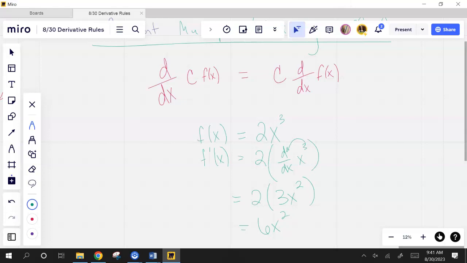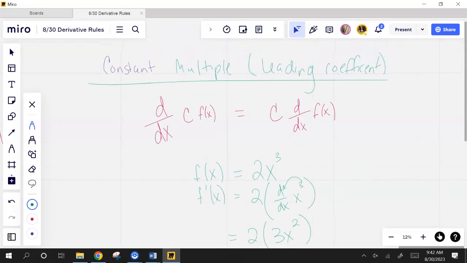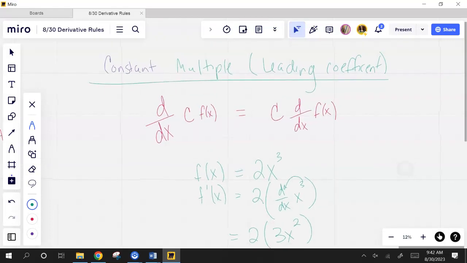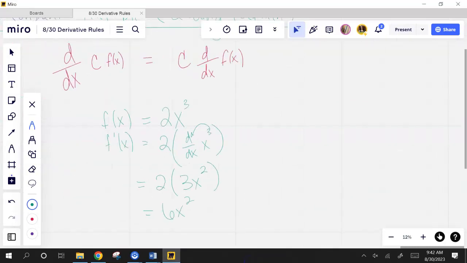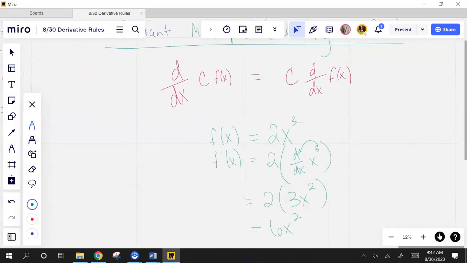There are a total of 7 rules. They're easy. Actually, I don't do negative. I only do 6 of them. What number am I on? Tell me when you're good. Constant multiple was what? 4? This was 4?